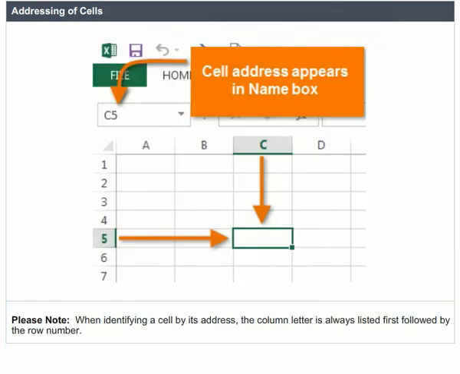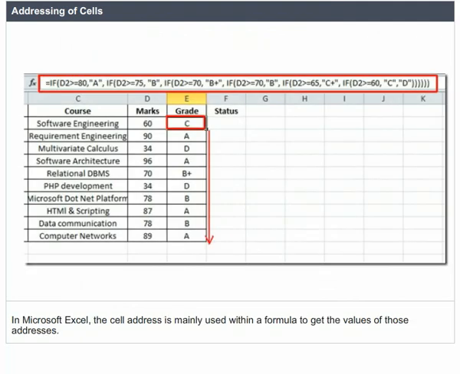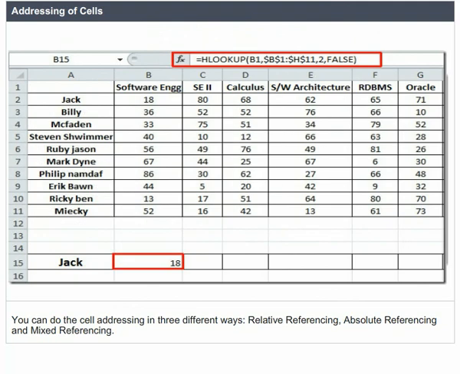Please note, when identifying a cell by its address, the column letter is always listed first, followed by the row number. In Microsoft Excel, the cell address is mainly used within a formula to get the values of those addresses. You can do the cell addressing in three different ways: relative referencing, absolute referencing, and mixed referencing.